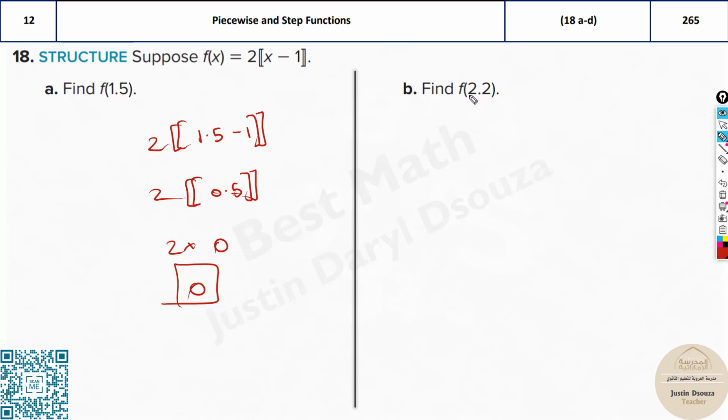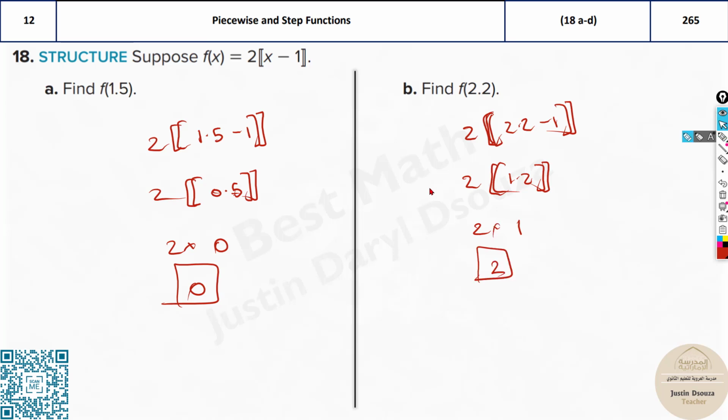Now what about this one? It's 2 times step function of 2.2 minus 1, with big brackets like this. 2.2 minus 1 is 1.2, isn't it? And now what is this value? It is 1, because the number before the decimal point is 1 and it's positive. So 2 times 1 is 2. So the answer is 2 here. So that is how we solve these numbers.